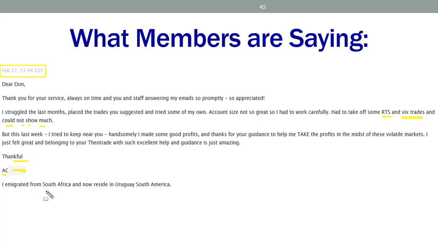It's actually an individual that immigrated from South Africa and lives in Uruguay. Now that's a place to go from. They like to be a little bit below the equator, apparently. And I wanted to share that with you because this is one that's realistic. The account size wasn't that big and taken off a couple of trades and had some difficult times, but it's all about volatile markets.